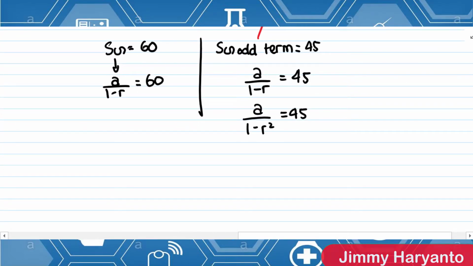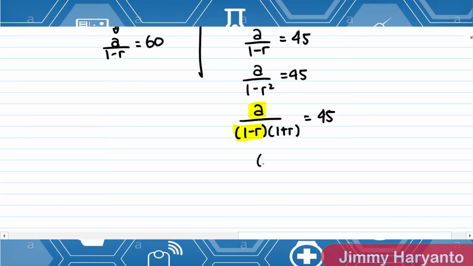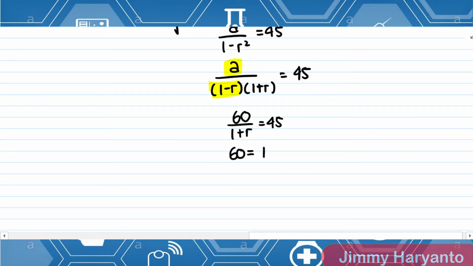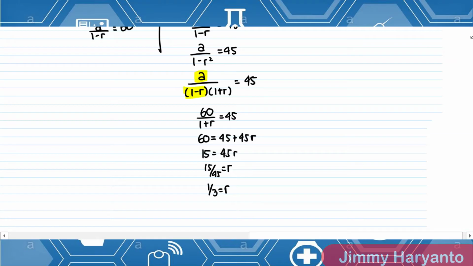From this one, I will think like this. A over 1 minus R square can be factorized into 1 minus R and 1 plus R, right? And then after that, A over 1 minus R equals 60. So this one will become 60 over 1 plus R equals 45. I can cross multiply, so I get 60 equals 45 plus 45R. Move the 45, 15 equals 45R. So R equals 15 over 45, which is 1 over 3. So this is the ratio.